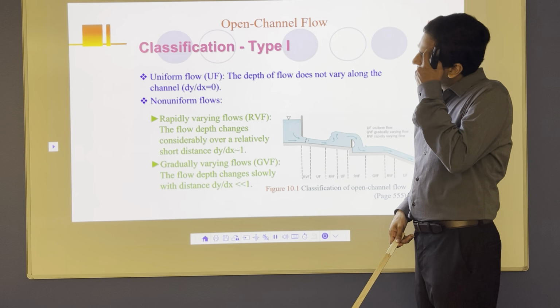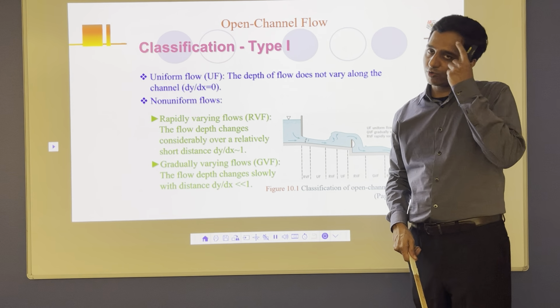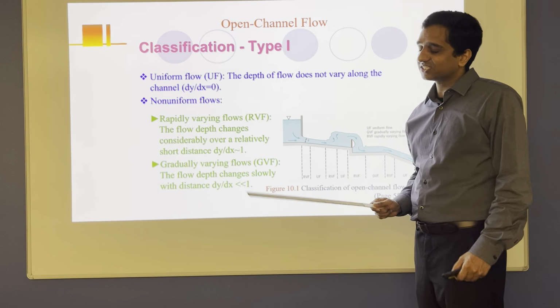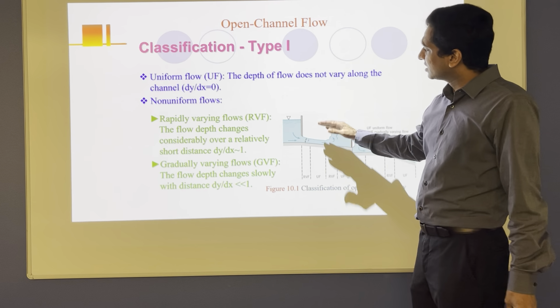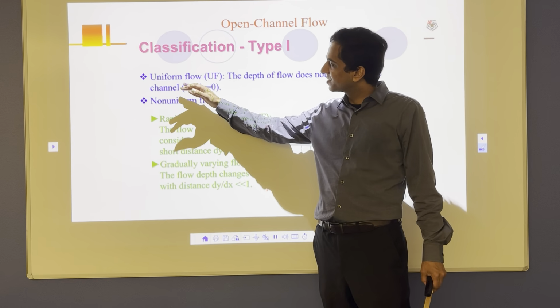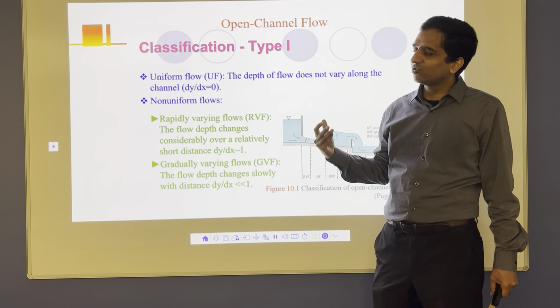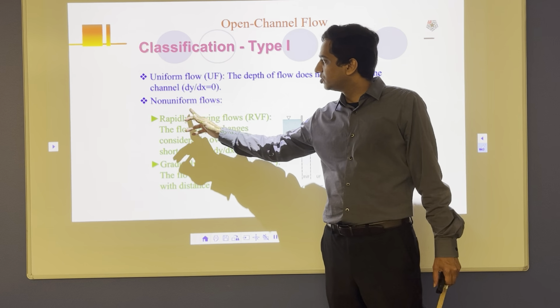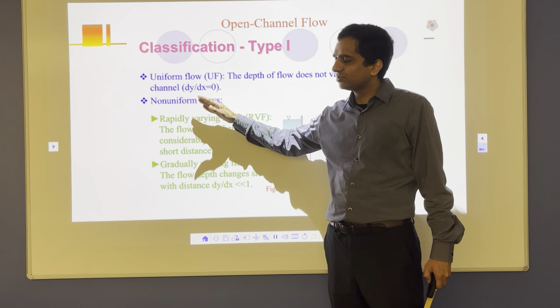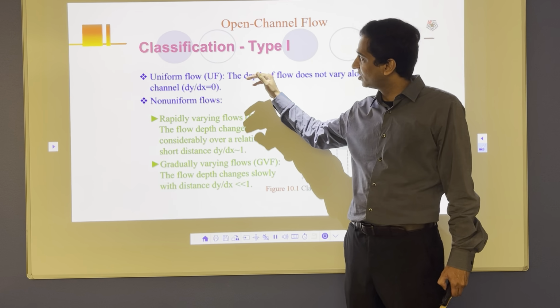For open channel flow, there are three types of classification: type 1 classification, type 2 classification, and type 3 classification. Type 1 classification is simple. It's based on the depth of the fluid. If the depth of the fluid doesn't change, you call it uniform flow. If it does change, you call it non-uniform flow. It's simple: uniform, non-uniform, based on depth of the fluid.